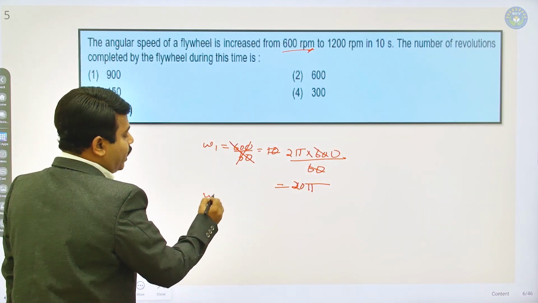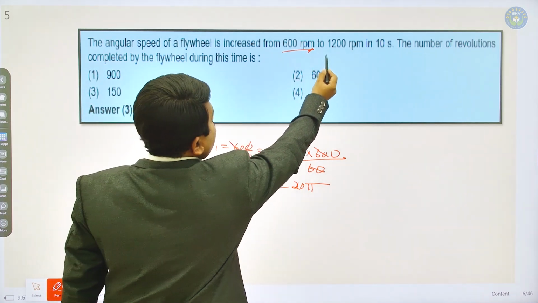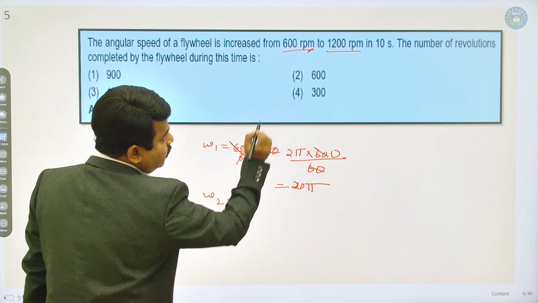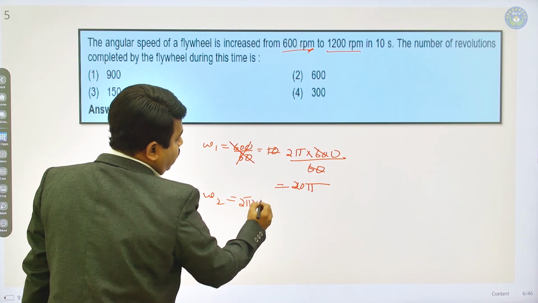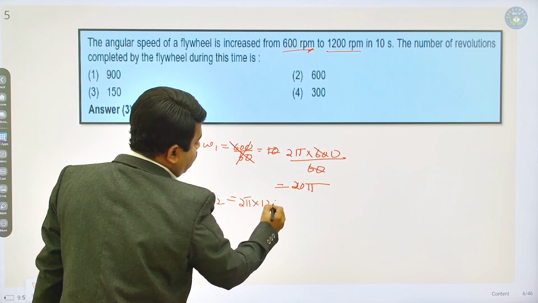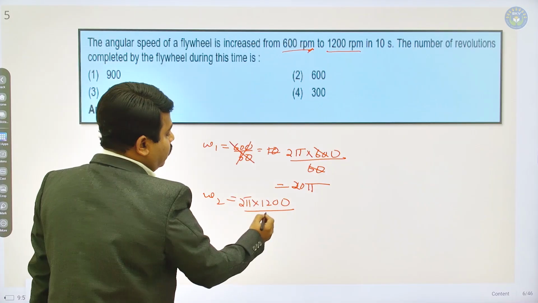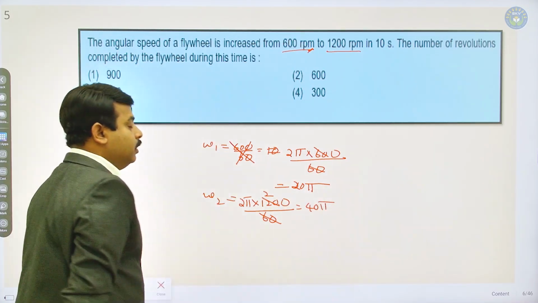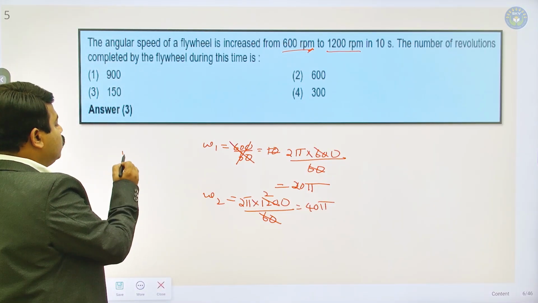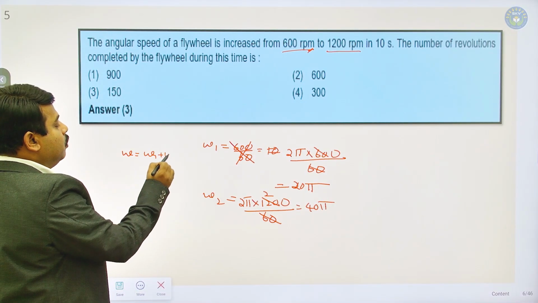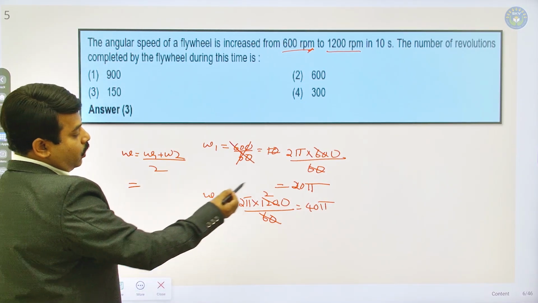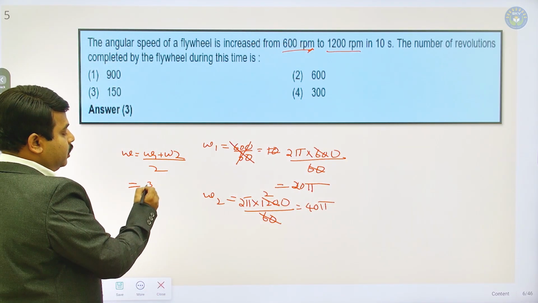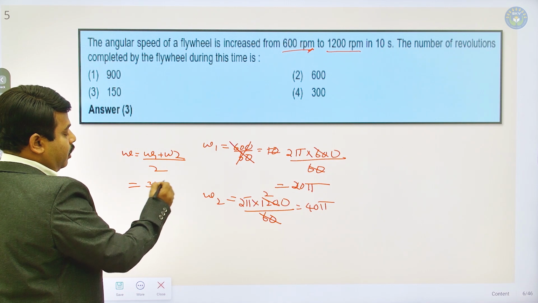That is omega 1. What is omega 2? That is 1200 rpm. That is 2 pi f, where frequency f is 1200. To convert into seconds, we divide by 60, then this is 40 pi. Now, what is the average omega? Omega 1 plus omega 2 by 2, that is 20 pi plus 40 pi, that is 60 pi, divided by 2, that is 30 pi.